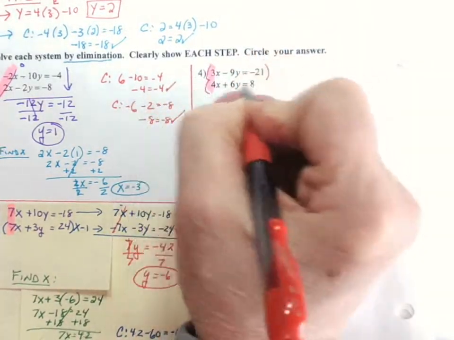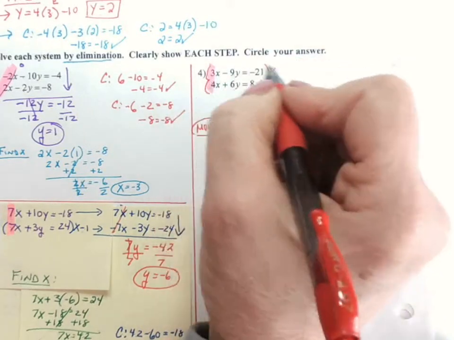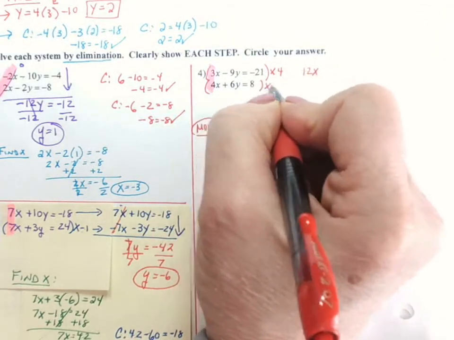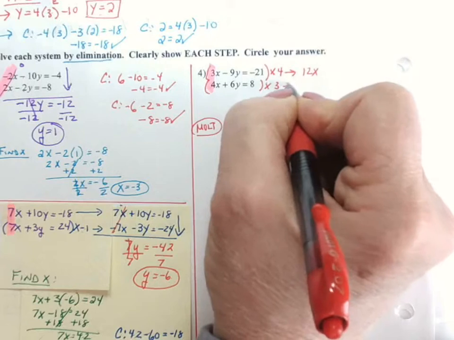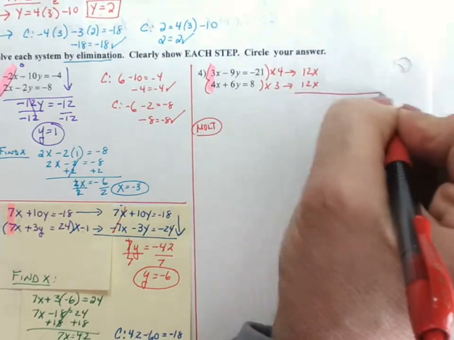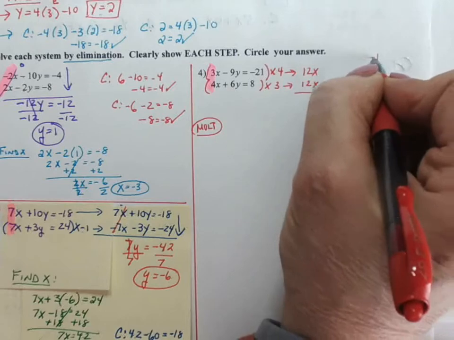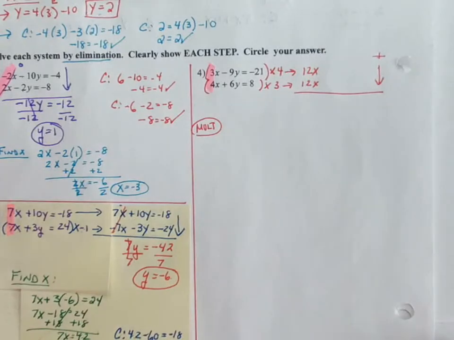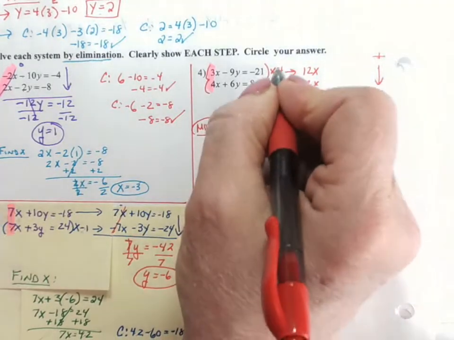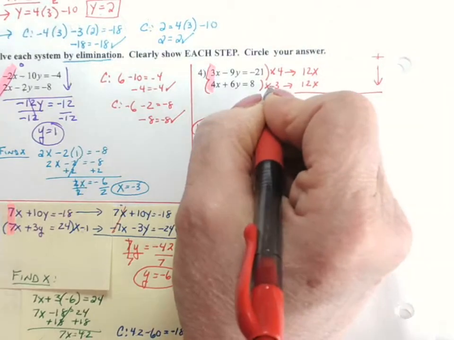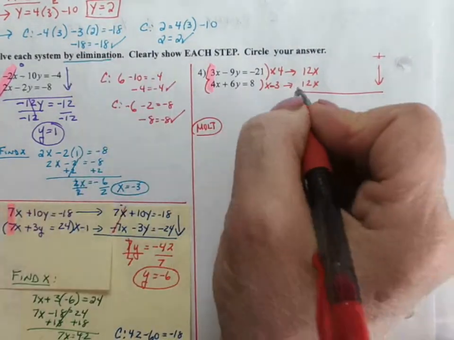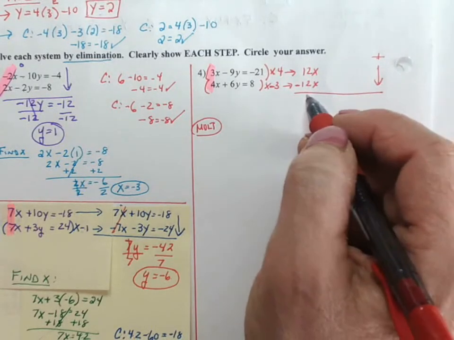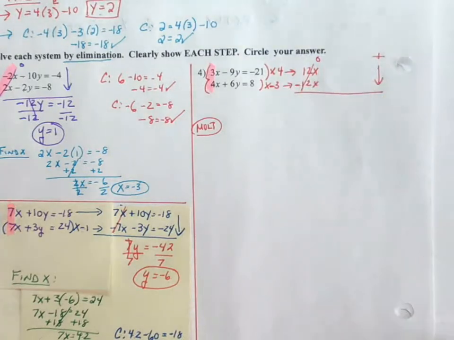So we know that 3 times 4 is 12x, and 4 times 3 is 12x. Now, are you noticing a little problem here? If we add down, the x's are not eliminated. So I have to make one of these negative. So I make that negative 3. Then that's going to be negative 12. 12x minus 12x is going to be 0. It's going to be eliminated.